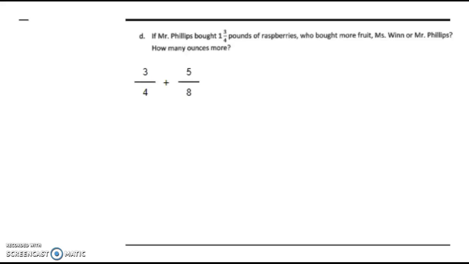So the first thing they want you to do is find out how much Miss Wynn bought in total. So I'm going to take my 3/4 and add it to 5/8. Oh, and I found that there is an equivalent fraction that I can use. So instead of 3/4, I'm going to change that to 6/8, because 3 times 2 is going to give me 6, and 4 times 2 is going to give me 8.